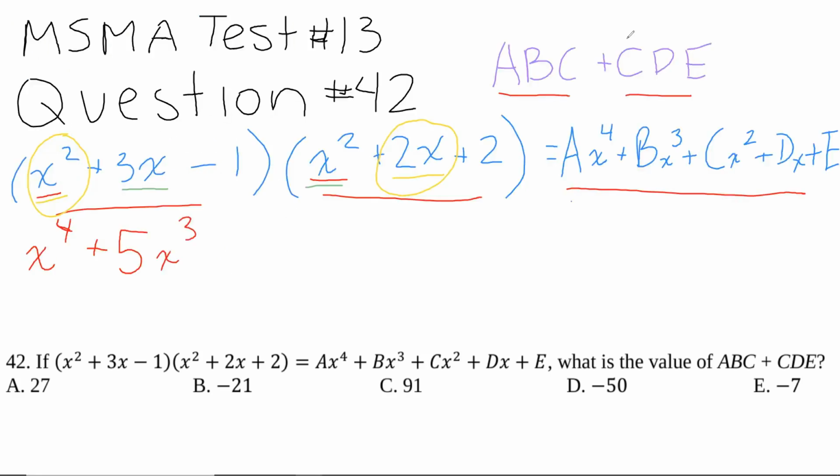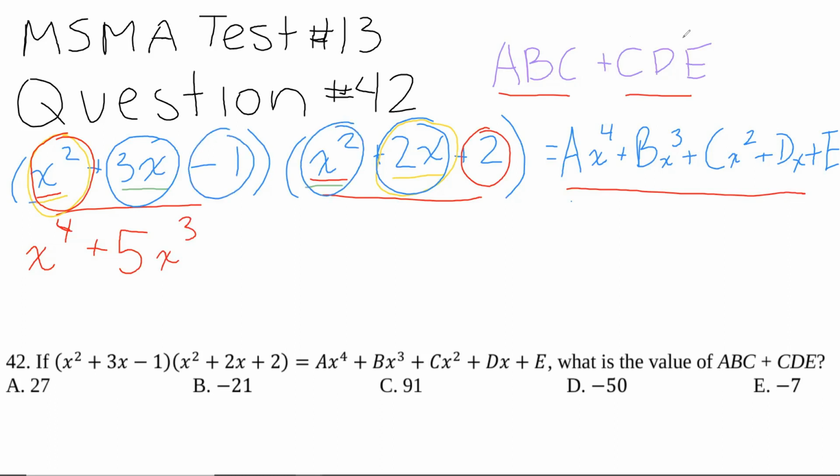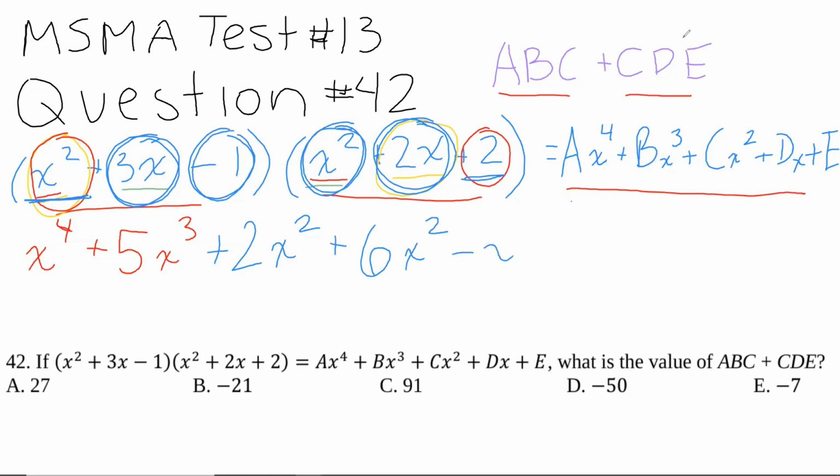Now for the x squared terms, which can be obtained by multiplying this x squared by this 2, or by multiplying this 3x by this 2x, or by multiplying this negative 1 times this x squared. Now, looking at this, let's start with the first option. That would be 2x squared. This one right here multiplied by this one would result in 6x squared. And the negative 1 times x squared would be negative x squared. Now, clearly we can rewrite this as 7x squared, as this would be 8x squared minus an x squared. So let's rewrite that.